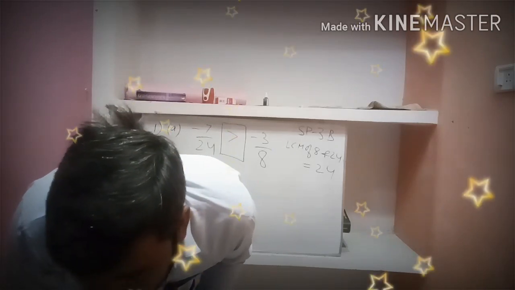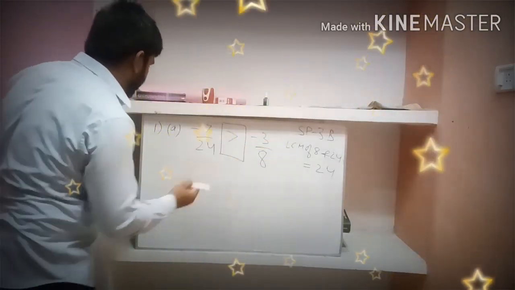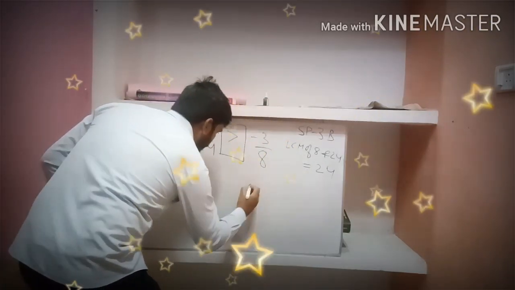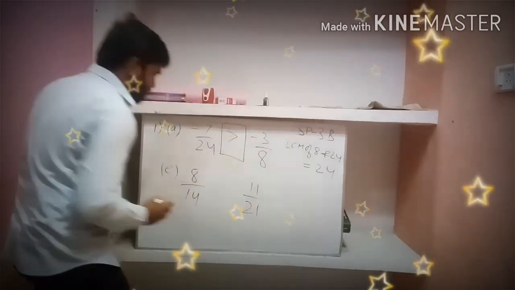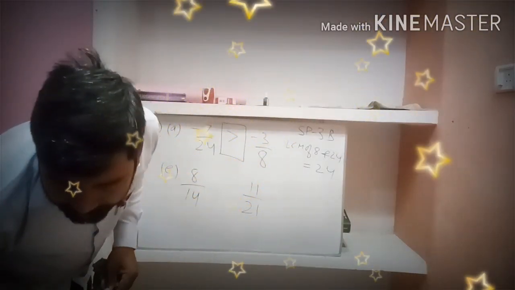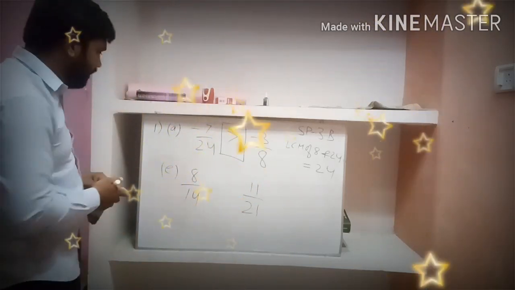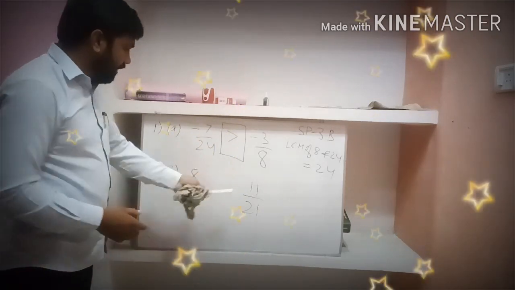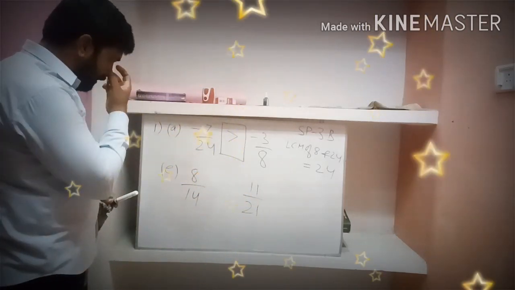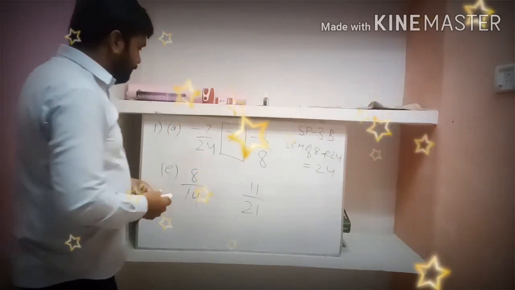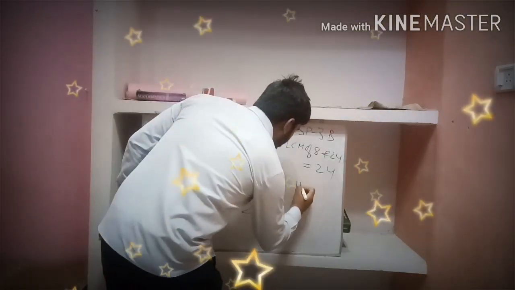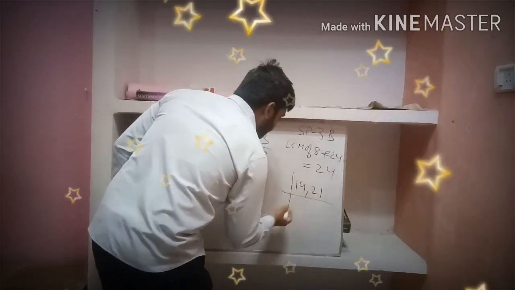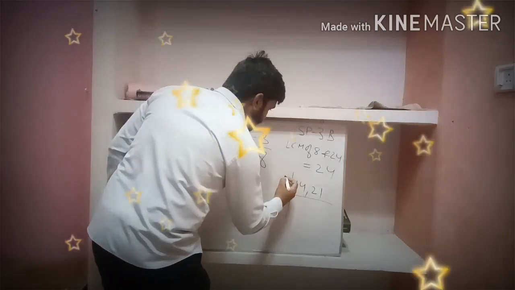In one E, 8 by 14 and 11 by 21. 8 by 14 or 11 by 21. Okay, this is the comparison. Now see how it can be done. So here also, if you try to find the LCM of 14 and 21, see what you are going to get. Okay. So let us find the LCM of 14 and 21.